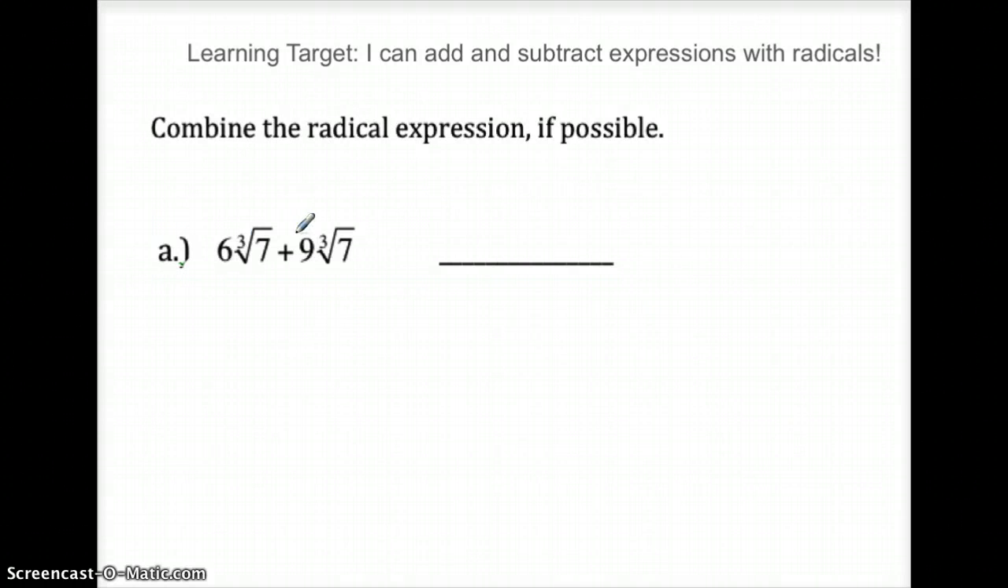So let's start easy. I've got cube root of 7 and cube root of 7. Those are like terms, so I'm just going to add the 6 and the 9 to get 15 cube root of 7. And that's it. Notice how the radical did not change.